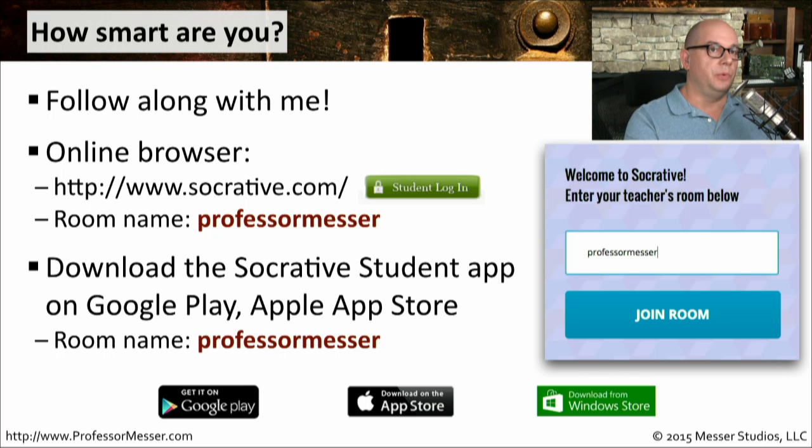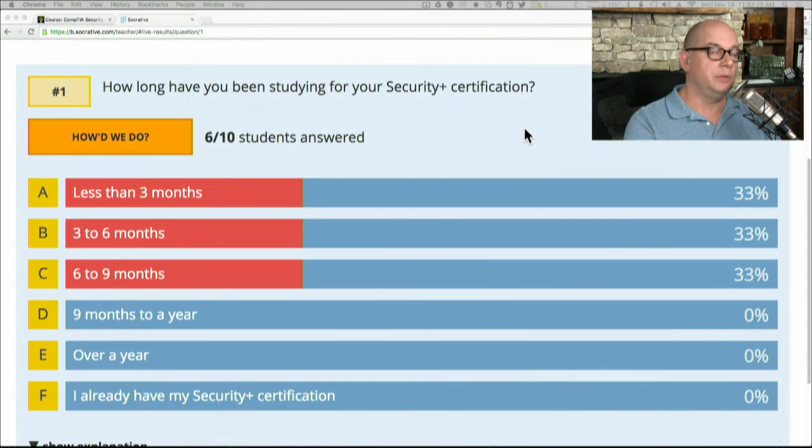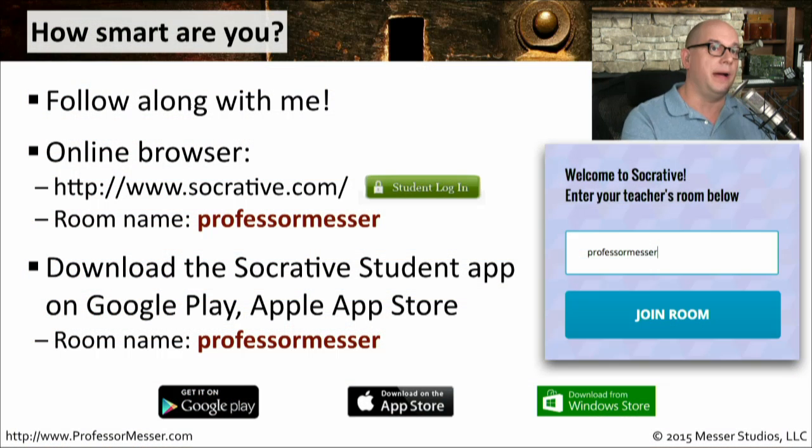Or you can just pop open a new window and follow along, because I'm going to have questions for you that look like this, and you will be able to answer those questions if you go to Socrative. Now, if you go to Socrative and nothing's going on, then you're in the wrong room. So click back and go to the proper room name, which is Professor Messer. So there you go.